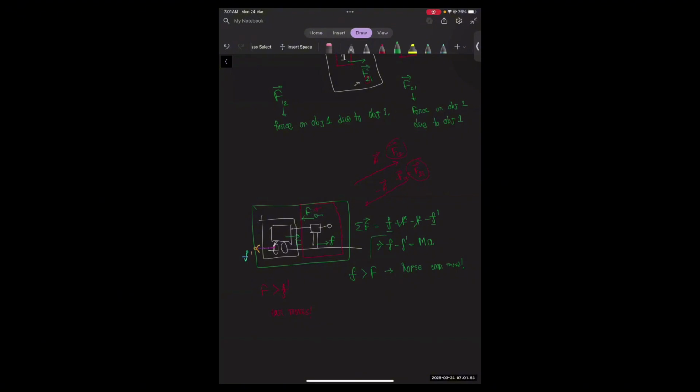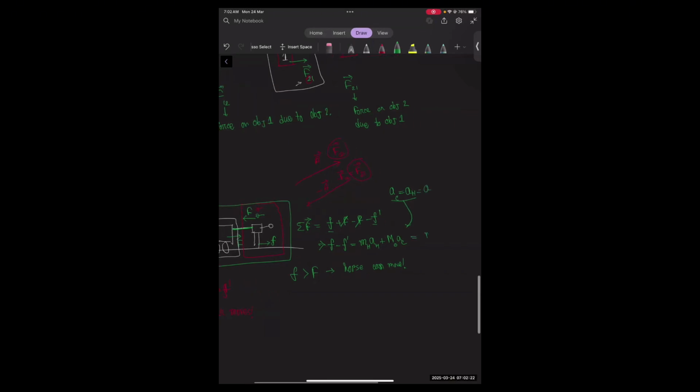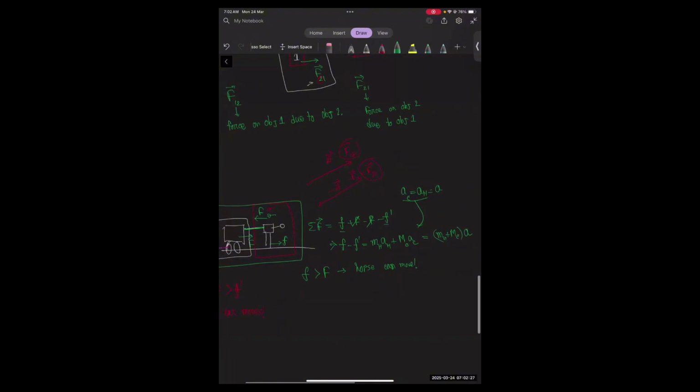Now, I should perhaps write it like this. This total force will be equal to mass of horse times the horse's acceleration plus mass of car times car's acceleration. But fortunately, since these two are tied with a rope, the horse's acceleration and the car's acceleration will be the same. So if you set this to be A, you can just write this as mh plus mc times A, which is basically m total times A.